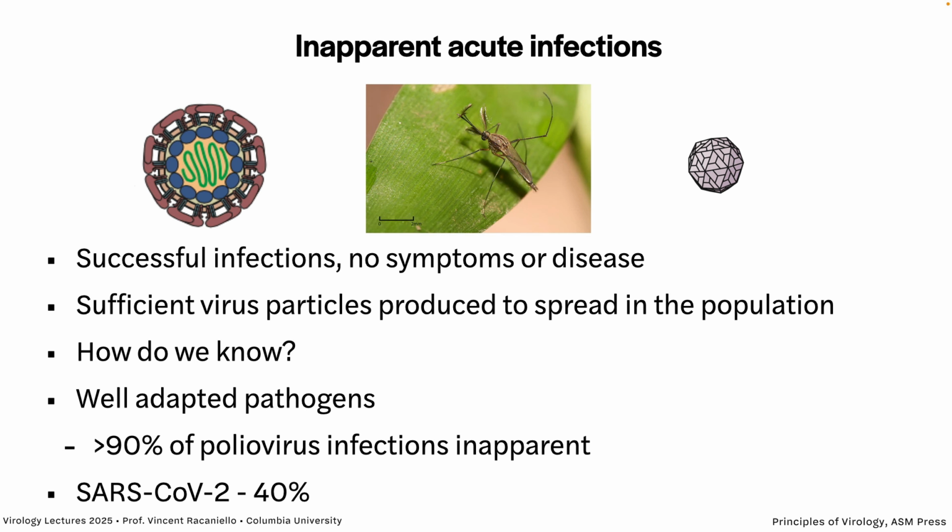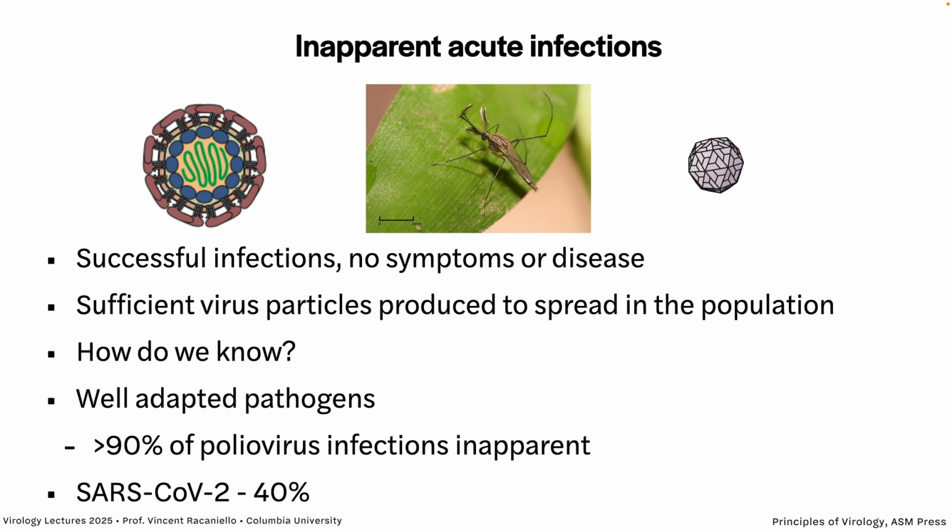Now, how do we know that there are so many asymptomatic infections if there are no symptoms? Well, we do serological surveys. We take serum from a number of people throughout a country, and we look for antibodies to the virus. And when we take the serum, we ask them, have you had these symptoms? And we can find a lot of people who are seropositive, they have antibodies to the virus, but have had no symptoms. And so those are asymptomatic people.